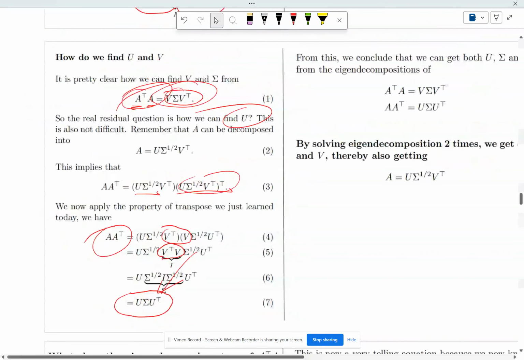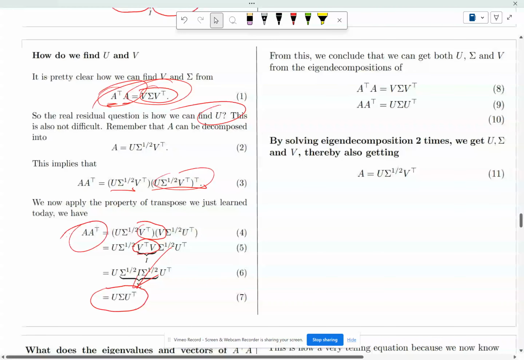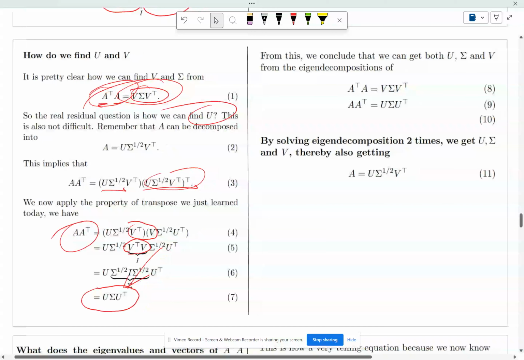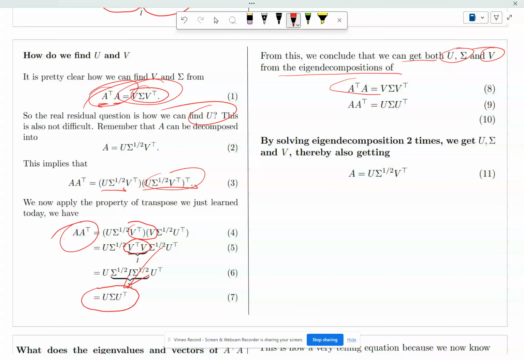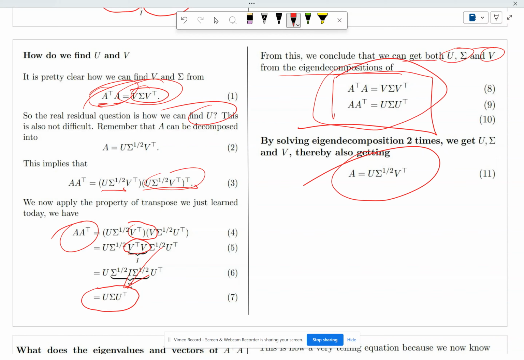And that's it. You have to do it twice. It's a pain, but the general idea is pretty easy. And from this, we conclude that we can get U, sigma, and V from eigendecomposition of A transpose A and A A transpose. This is how we can get it. And once we get V, U, and sigma, this allows us to put everything together to get this decomposition.